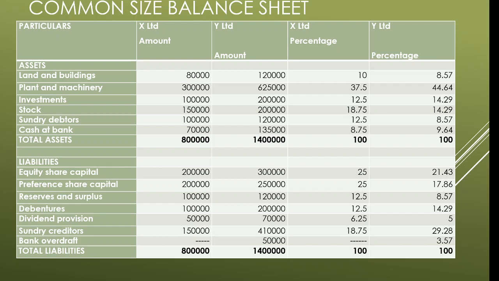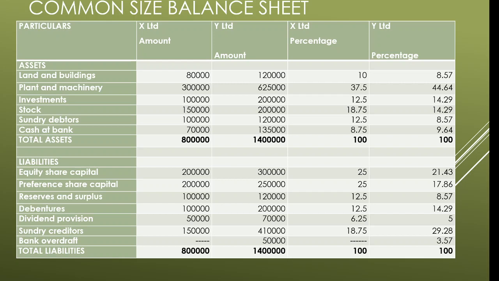The format of a common size balance sheet is this way. The first column is particulars. The second column is for the first company, X Limited, the values whichever are being given. Y Limited is the next column, and the third column is the percentage of X Limited, and the last column is the Y Limited percentage.